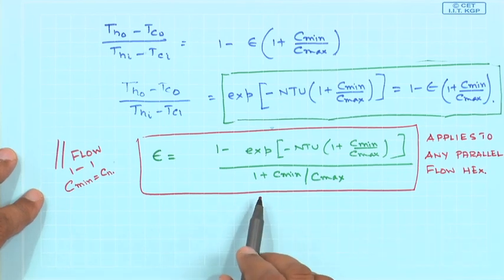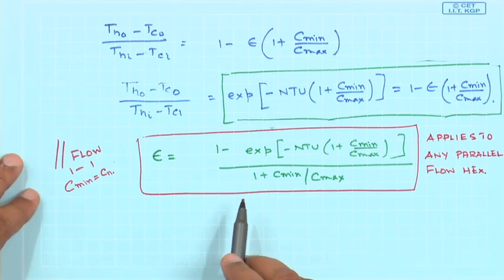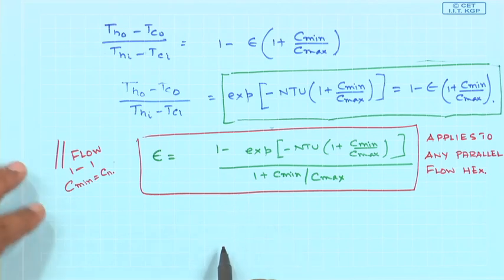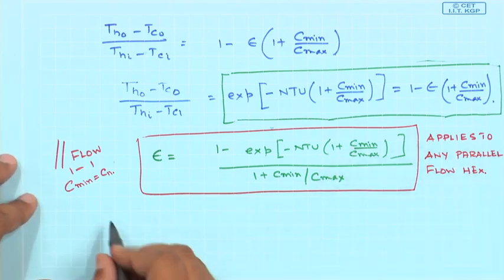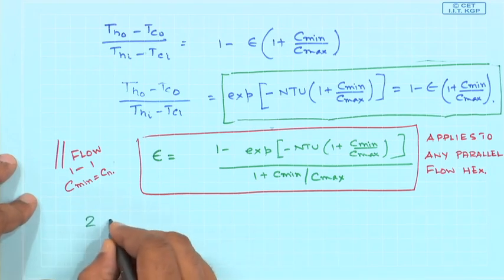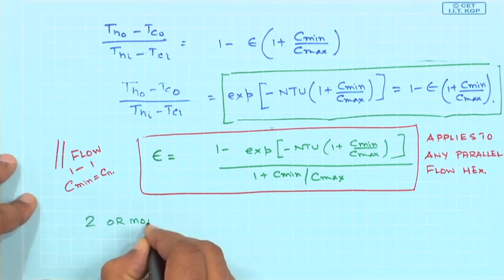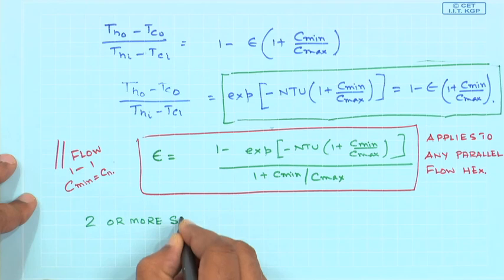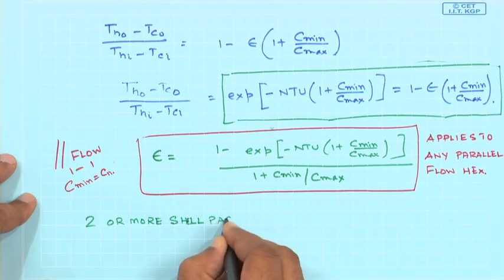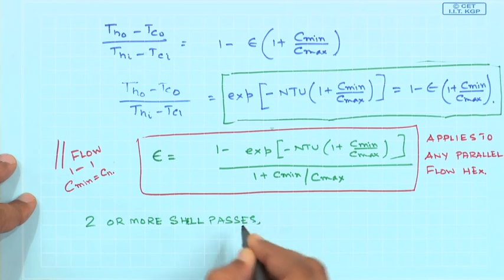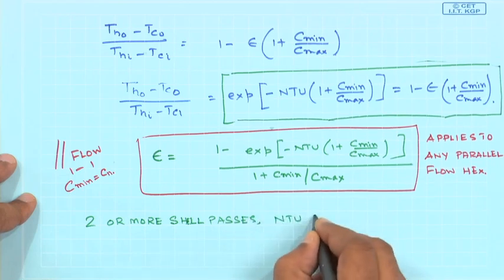Similar expressions have been developed for a variety of heat exchangers, and I will show you some of the expressions over here. For 2 or more shell passes, when I have 2 or more shell passes, NTU is to be replaced by NTU by N.